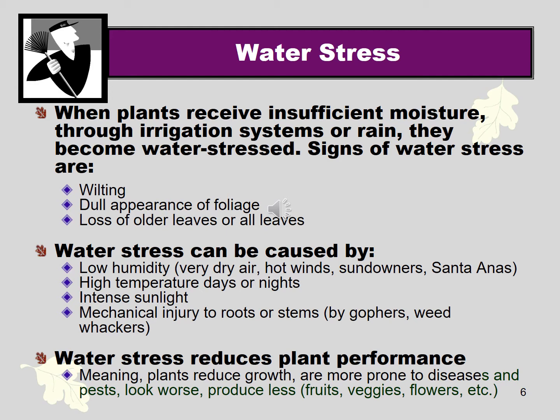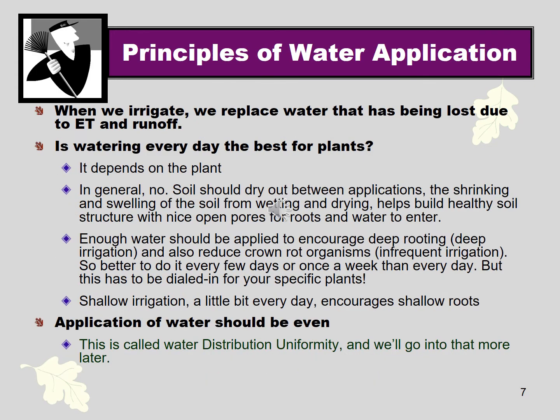And when a plant is under water stress, it is not doing its photosynthetic process as well. It doesn't grow as fast, it's more prone to disease, it looks worse, produces less. All of those things are negatives for us humans who want what we want out of our landscapes and production out of our plants. So, some basic principles of water application in an irrigation system. When we irrigate, we are replacing the water that's been lost due to ET and possibly to runoff.